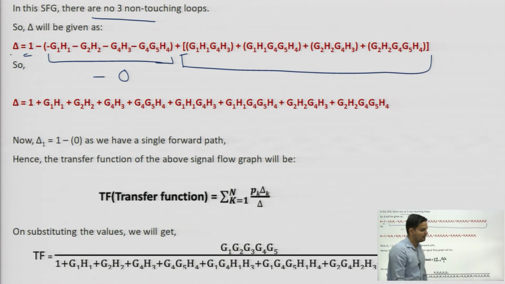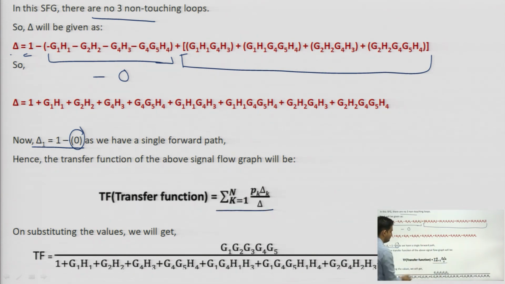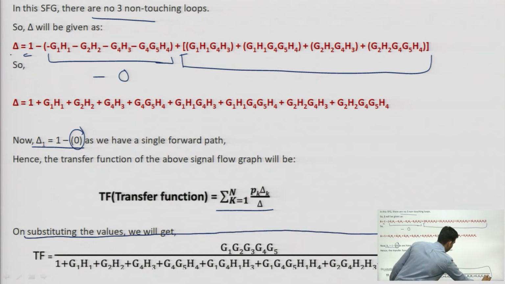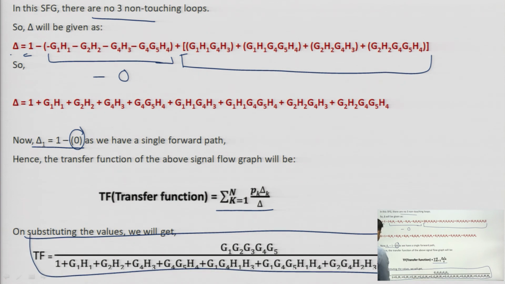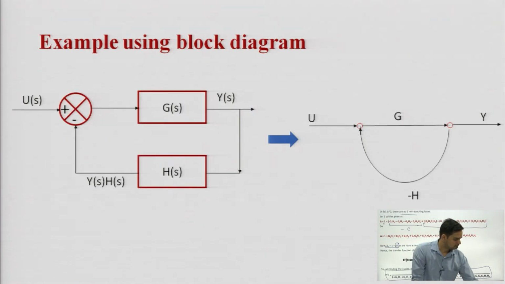Here we can say delta 1 is 1, and the remaining terms would be 0, because there is no loop present in the signal flow graph which is not touching the forward path. So hence the transfer function would be given by this formula. If you put all the terms together, this would be the overall transfer function. So this is one example.